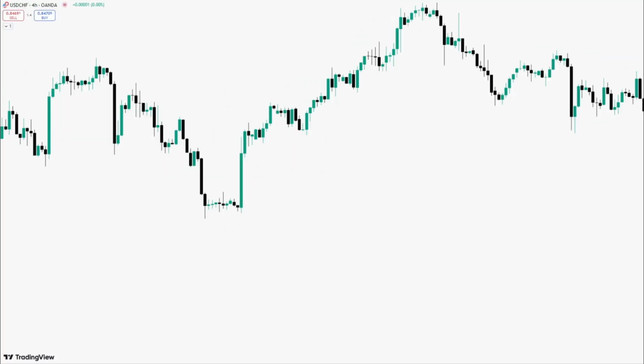This is the USD CHF chart on the 4 hour time frame. Here we had a sell-side fair value gap. This fair value gap was from here to here, a sell-side fair value gap. News came into the market and the market filled the entire fair value gap instantly. So this is a fair value gap fill.